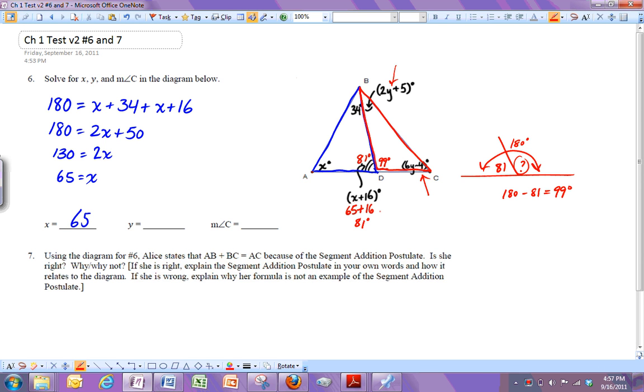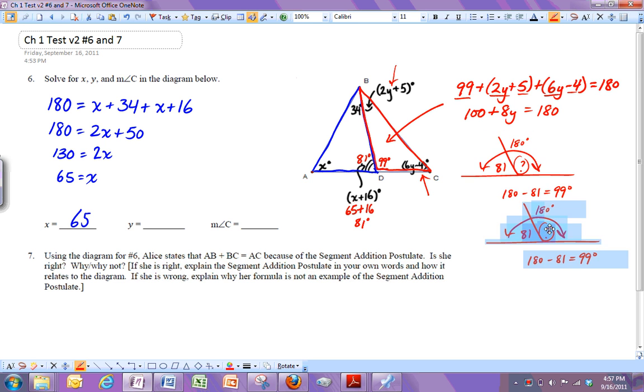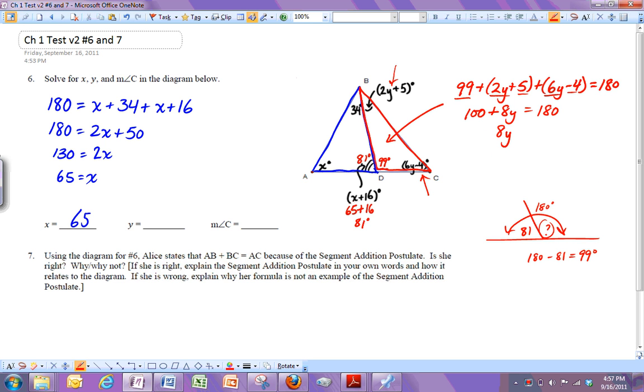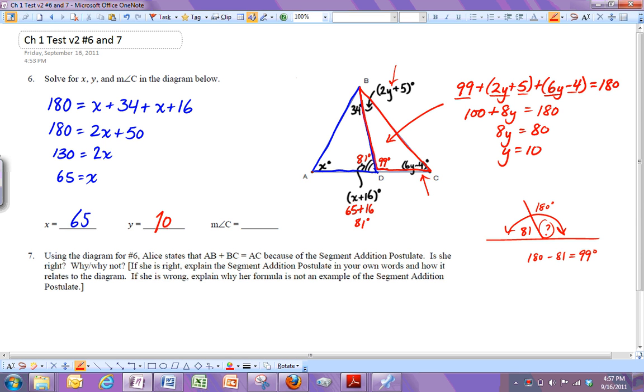Okay. So now I've got enough info for the red triangle to solve for Y. So 99 plus 2Y plus 5 plus 6Y minus 4 is going to give me 180. If I simplify that a little bit, I got 99 plus 5 minus 4 gives me 100. And I've got 2Y plus 6Y gives me 8Y. And if I subtract out the 100, I get 80. So Y equals 10.